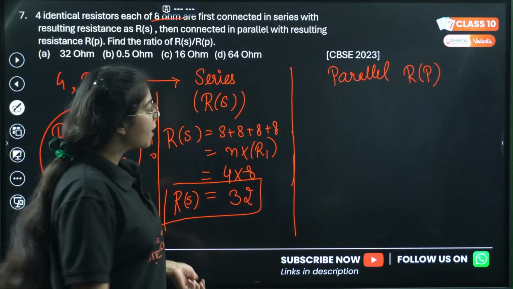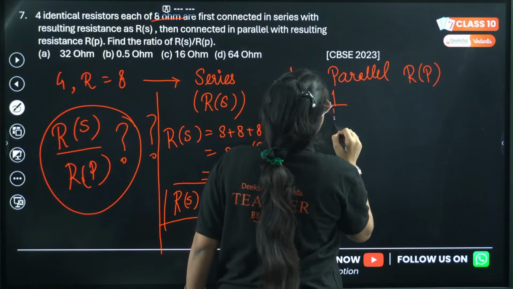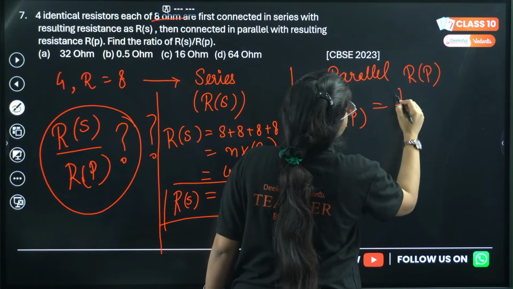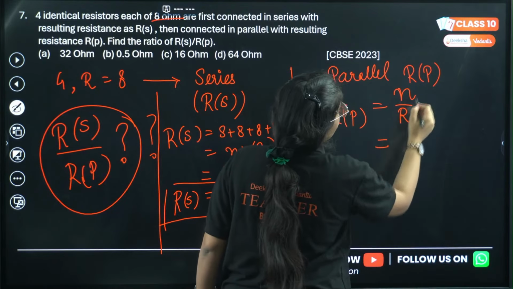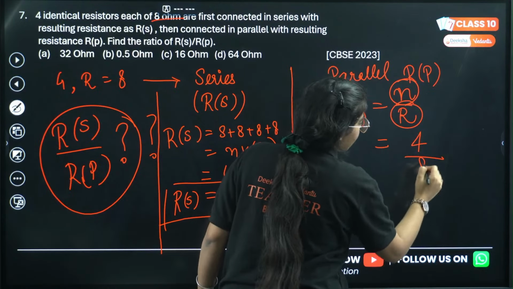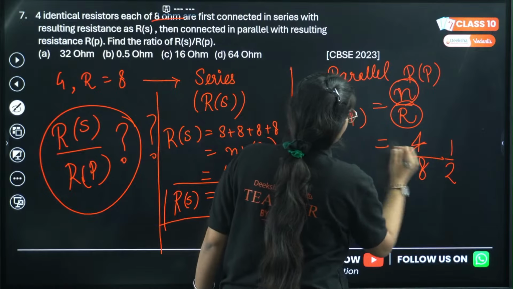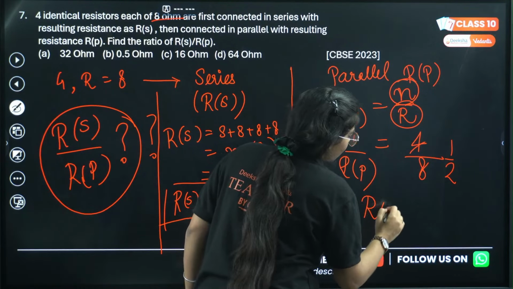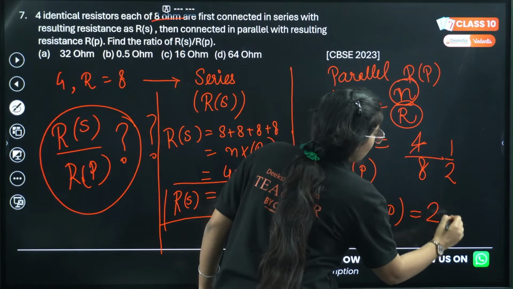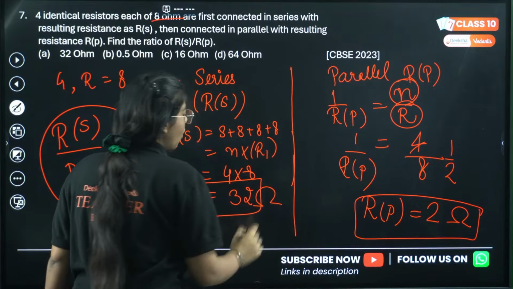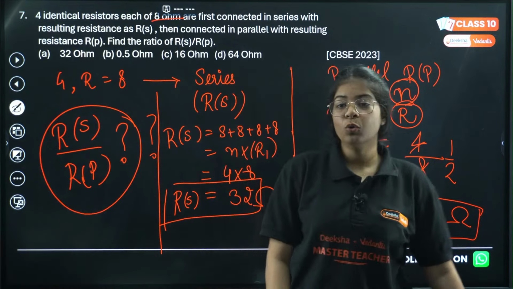Then for Rp, how will we find? We'll use the formula like this, N divided by R. So N is 4 resistors, R is 8, so this will be 1 by 2, 1 by Rp. So my Rp is what? It is 2 ohm. Correct? Rs is 32 ohm, Rp is 2 ohm.